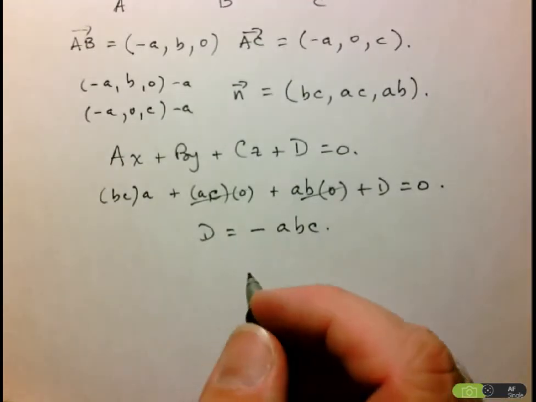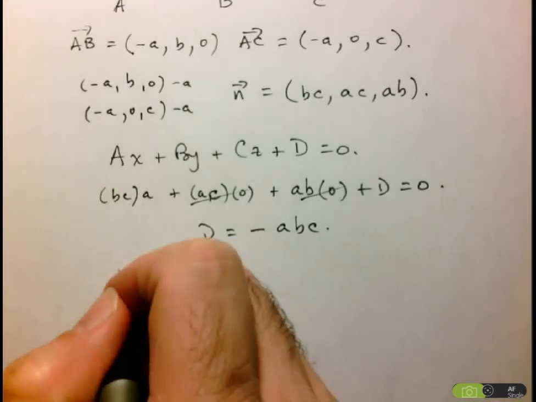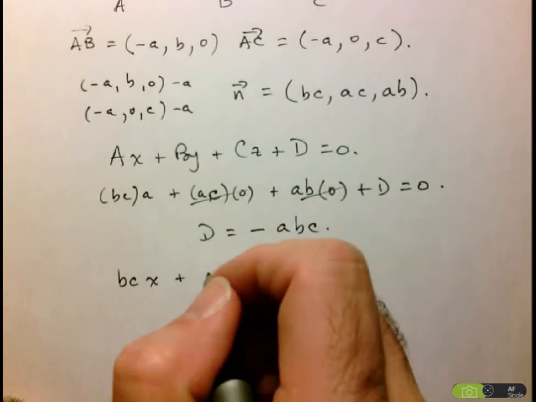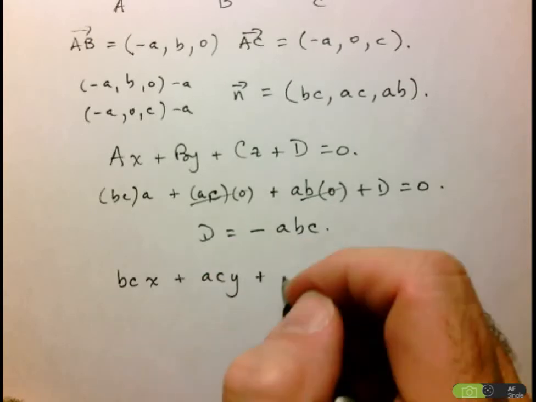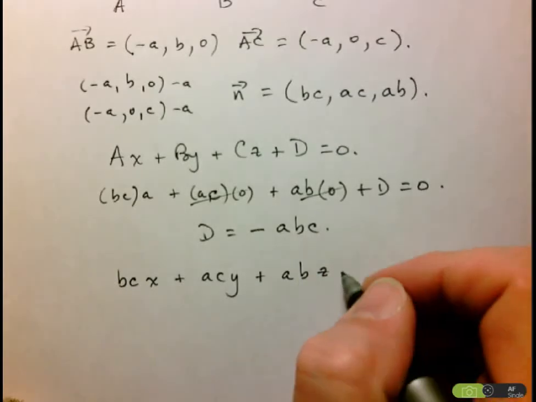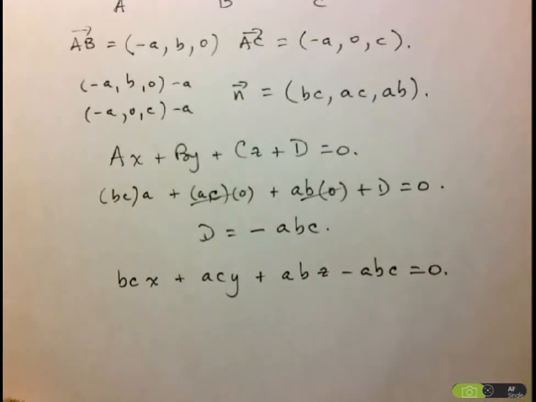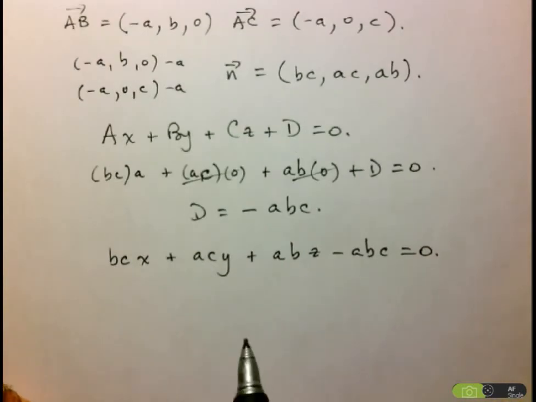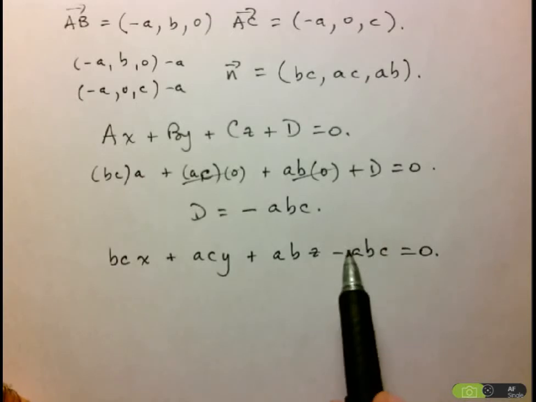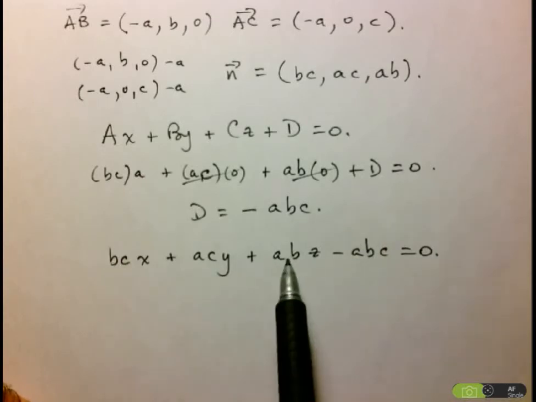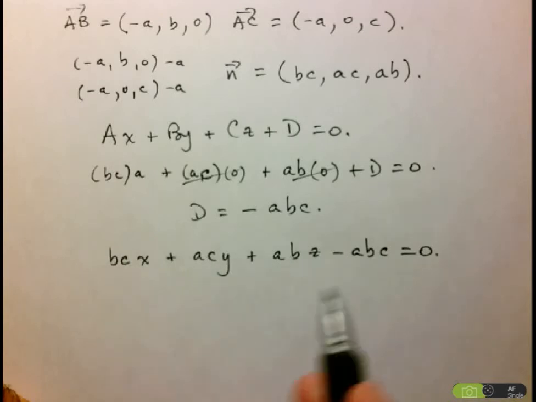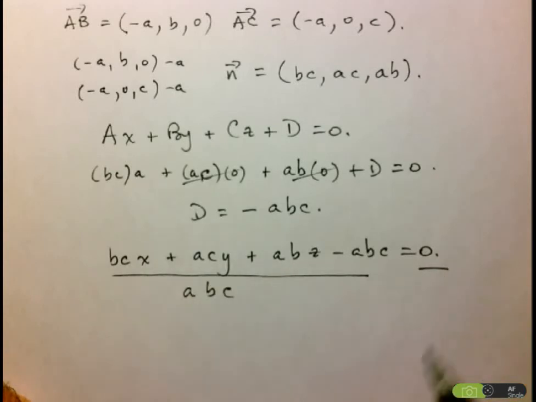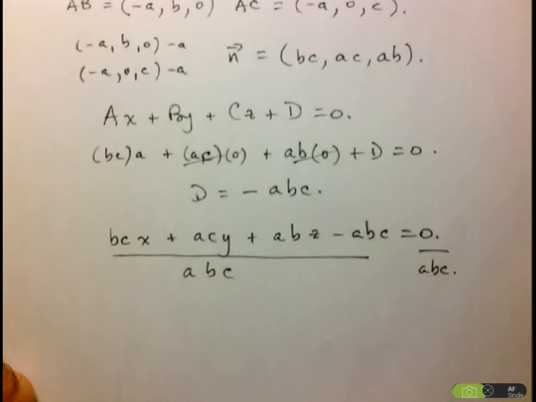So now we can put everything together. We've got BCx, and then plus, again always missing that given component, ACy plus ABz minus ABC equals 0. And here we go, we have the equation of the plane. I think we can clean this up a bit, because this is ABC, and each of these 3 coefficients contain 2 of those variables. So I'm going to divide both sides of the equation by ABC, and it'll simplify the expression.